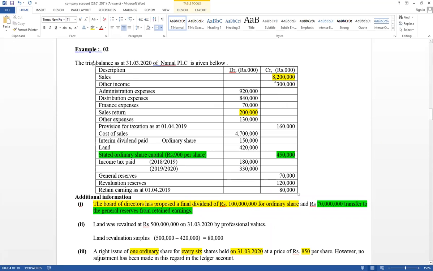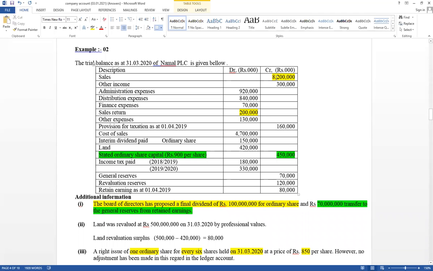And other income 300,000. Those should be included in the income statement. Then think about expenses. Administration expense 920,000. Distribution expense 840,000. Finance expense 70,000. And other expense it has given 130,000. As well as cost of sales available here. Cost of sales equal 4,700,000. Right, those should be included in the income statement.